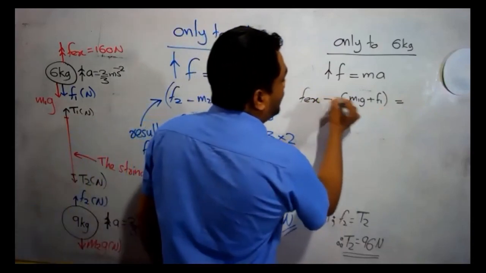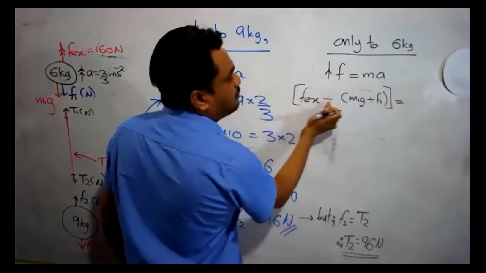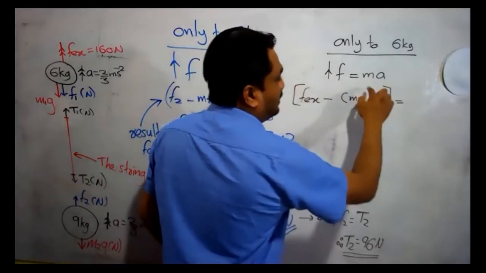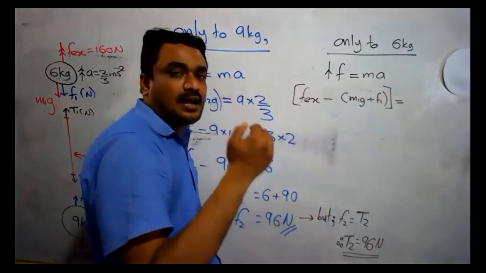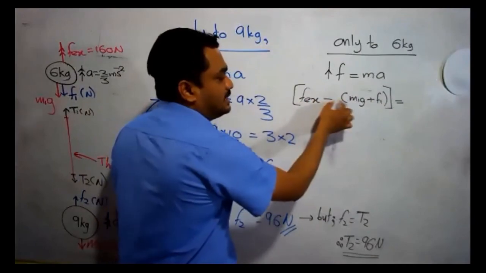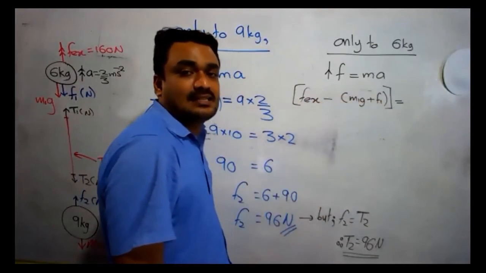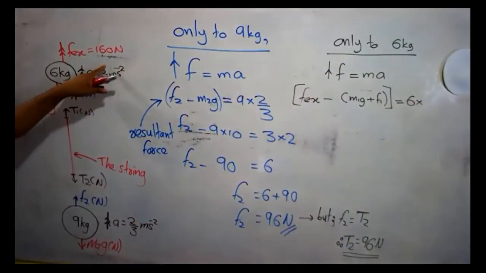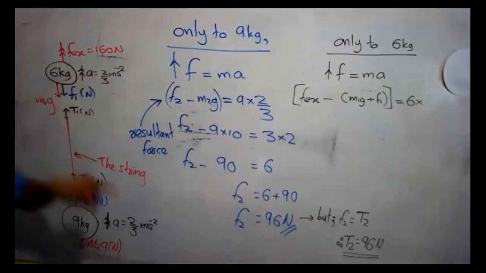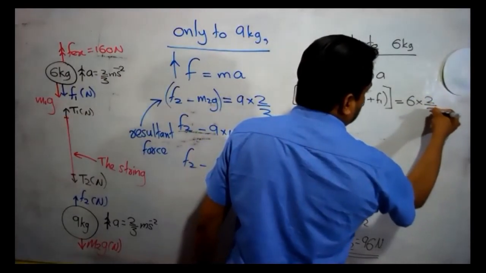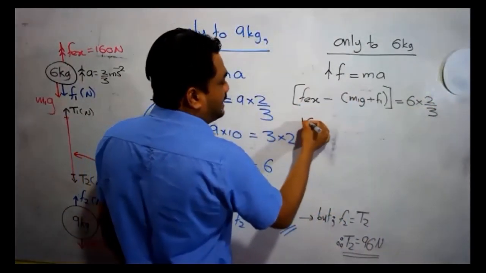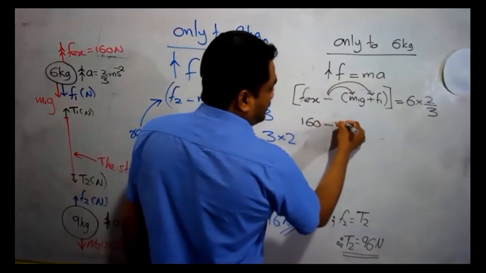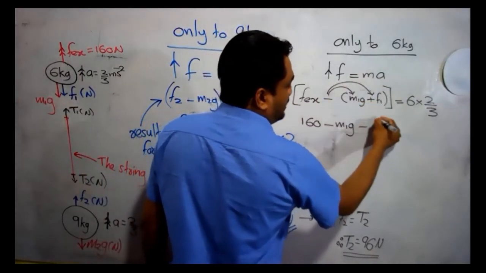Therefore, the resultant upward force is the upward force minus the summation of the downward forces. This square bracket shows the resultant upward force. The mass is 6 kilogram. Acceleration is 2 by 3. Fex is 160. Let me remove the brackets. Then I'll get minus M1G minus into positive minus F1.